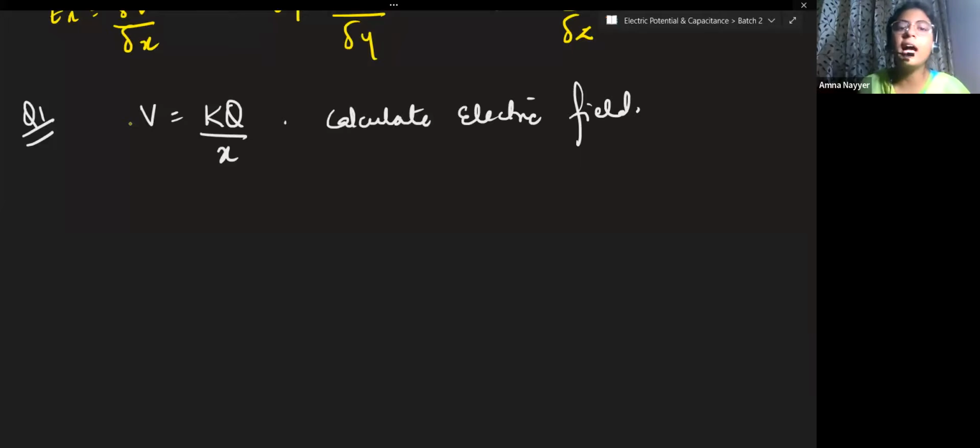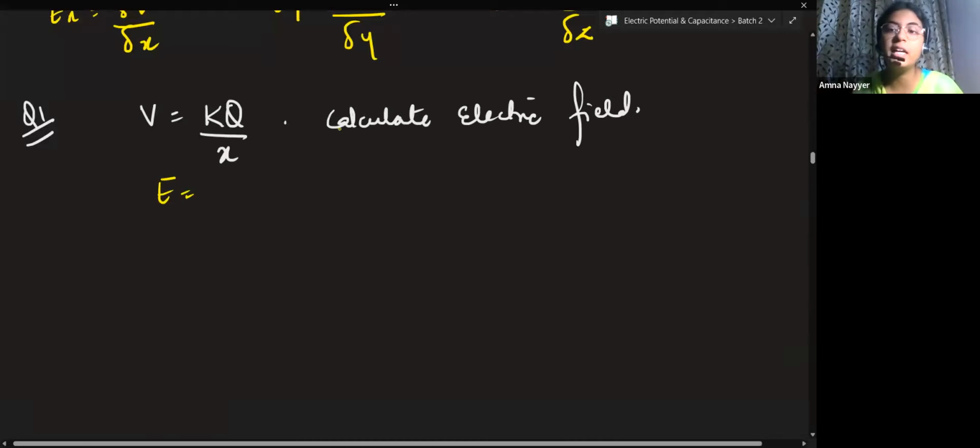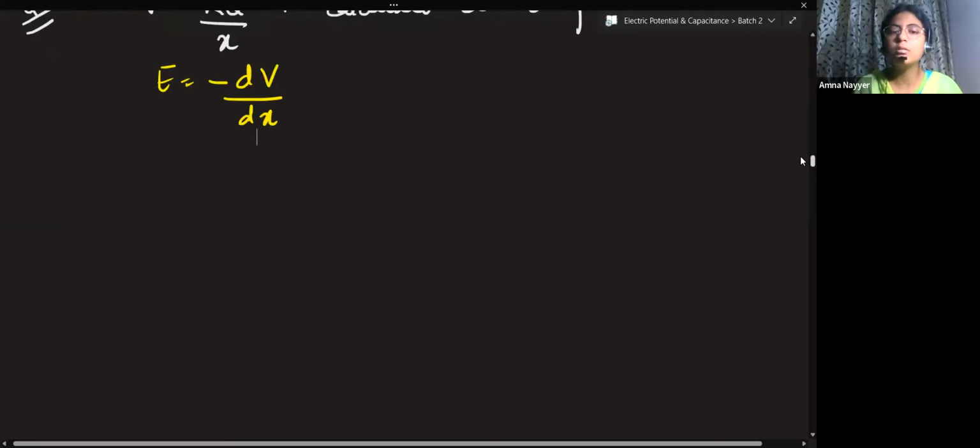Now see, you already have a relationship between electric field and potential. Electric field is minus dV by dx. Since I've taken x, that's why I'm using x. This is basically displacement. Now see, V is kq by x. Electric field will be minus the differentiation of kq by x with respect to dx.